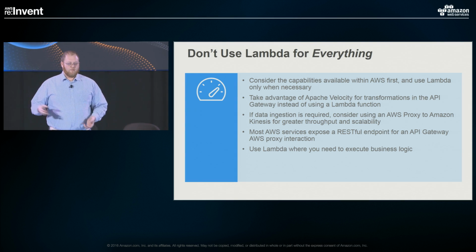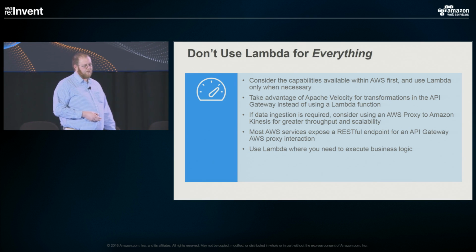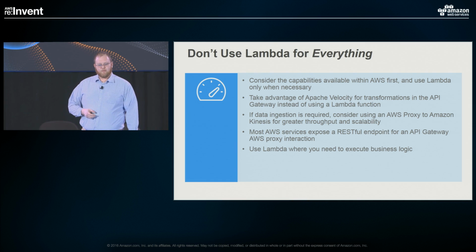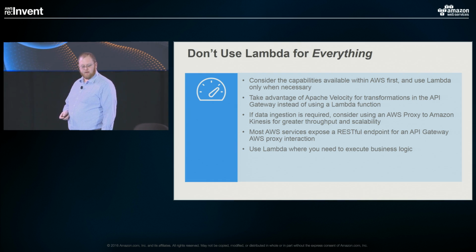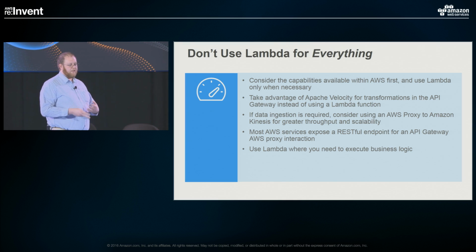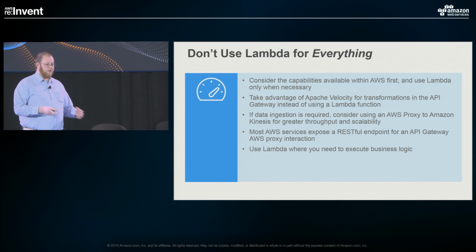And most of the AWS services already expose an endpoint, right? So if you're building logic to orchestrate things, you don't necessarily need to, because it's mostly already there. And certainly use Lambda when you need to input business logic into a set of events that are occurring on your data.